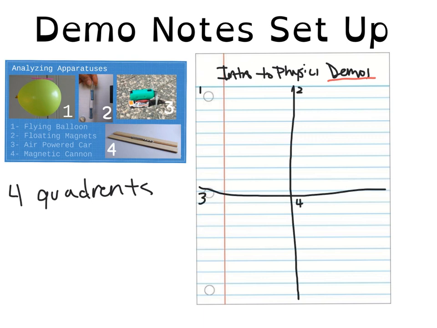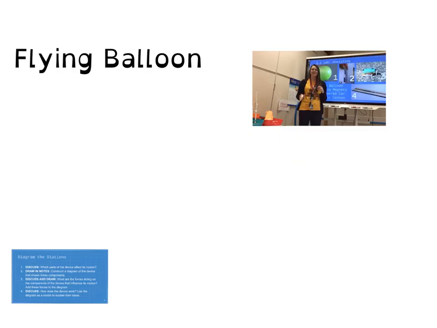Those numbers are going to correspond with these 4 ideas up here. Let's go with an arrow. With these 4 images, and then the next 4 slides are what's going to go in each box. All right, so we are going to start with number 1, the flying balloon.